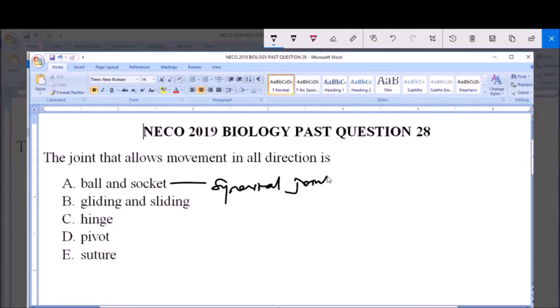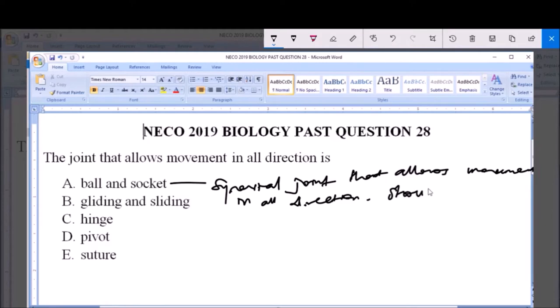The synovial joint that allows movement in all directions is the ball and socket joint. An example of the ball and socket joint is the shoulder joint or the hip joint. And if you can see, you can move your arm in different directions. This is because of the presence of the ball and socket joint.